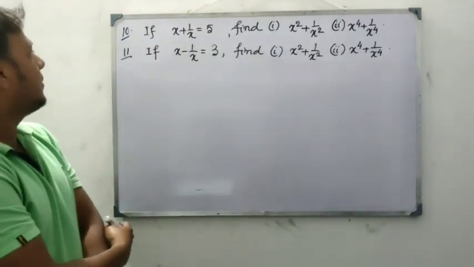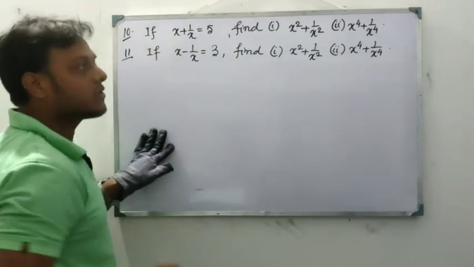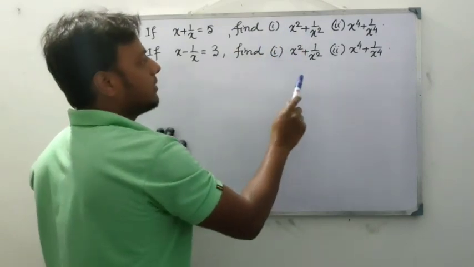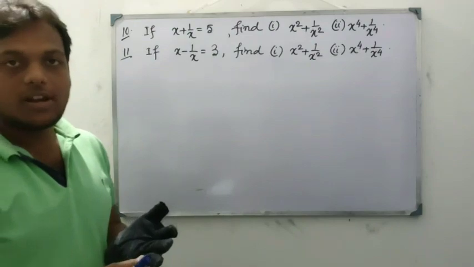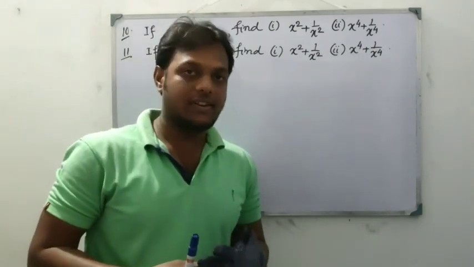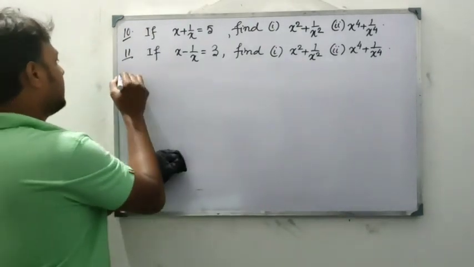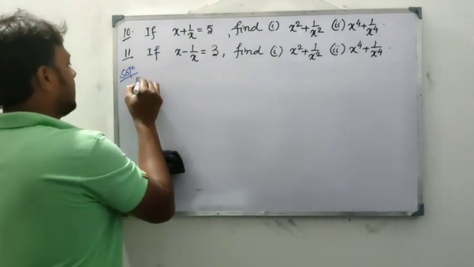Okay, next 10 number problem. 10 number problem is given that if x plus 1 by x equals 5, find x square plus 1 by x square and x to the power 4 plus 1 by x to the power 4. So first you have to identify what is given here. They have given that, I am solving the 10 number solution.